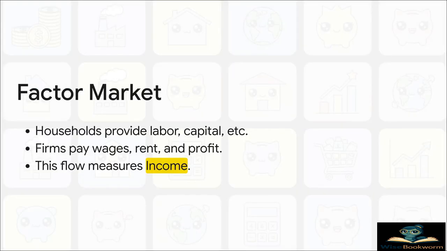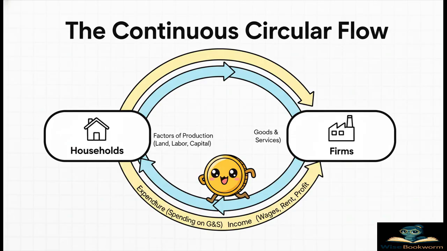But wait, where did we get the money to buy all that stuff in the first place? Well, that's the bottom loop. We, as households, are the ones who provide the firms with labor, land, and capital, the factors of production. And in return for our work and our resources, the firms pay us wages, rent, and profit. This is the income flow. And here's the magic. It's the same money, just constantly cycling through the system. The income we earn from our jobs becomes the money we spend on products. Our spending becomes the firm's revenue, which they then use to pay us our income, and the whole thing just goes around and around. It's a continuous, self-perpetuating loop.